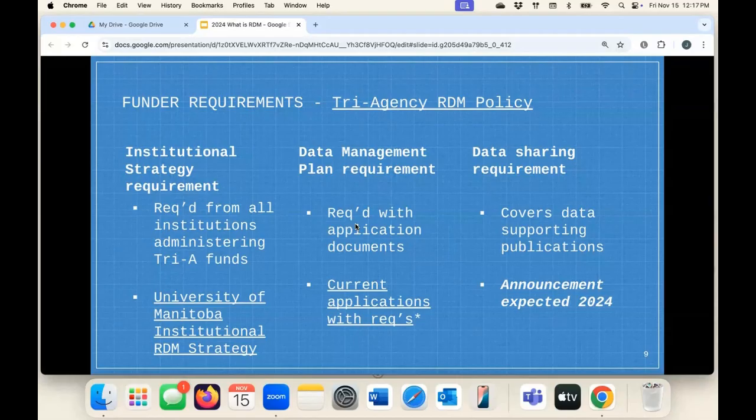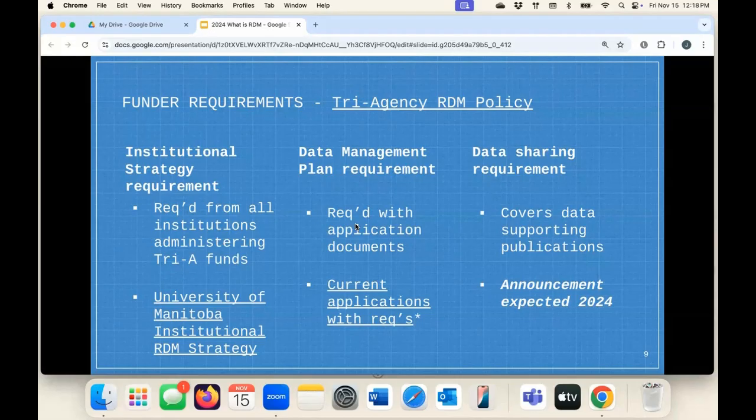And the third component of this policy is a data sharing requirement that covers data supporting publication. So this is in relation to the open access requirement. If you get funding from the tri-agencies, you're required to share a free version of your publications within 12 months of publishing. The data sharing is an additional component, but the same idea there.